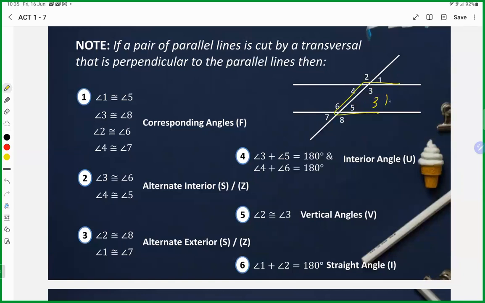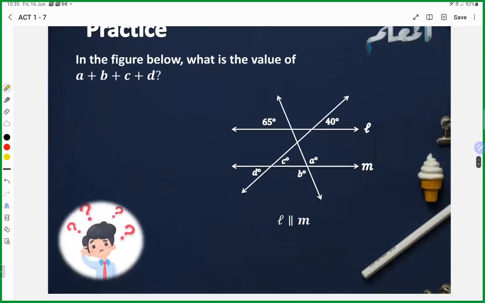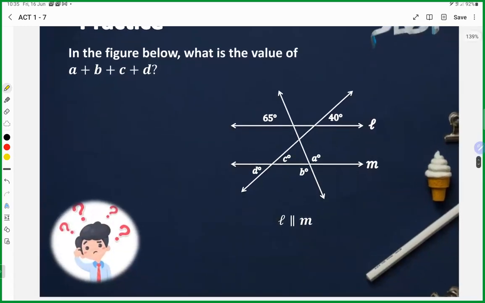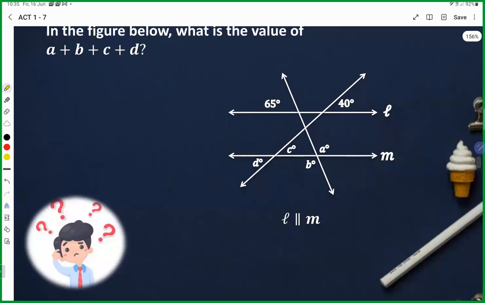Angle 3 plus angle 5 is equal to 180. We call it interior angles. Angle 1 plus angle 2 is equal to 180. We call it what? Straight line angle. Always remember the names of these angles. Okay, we're going to solve this. It's a very good question.